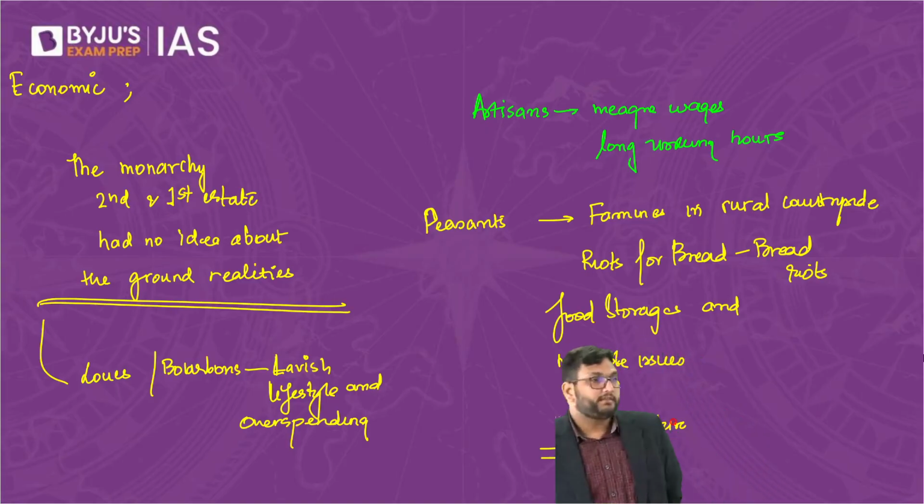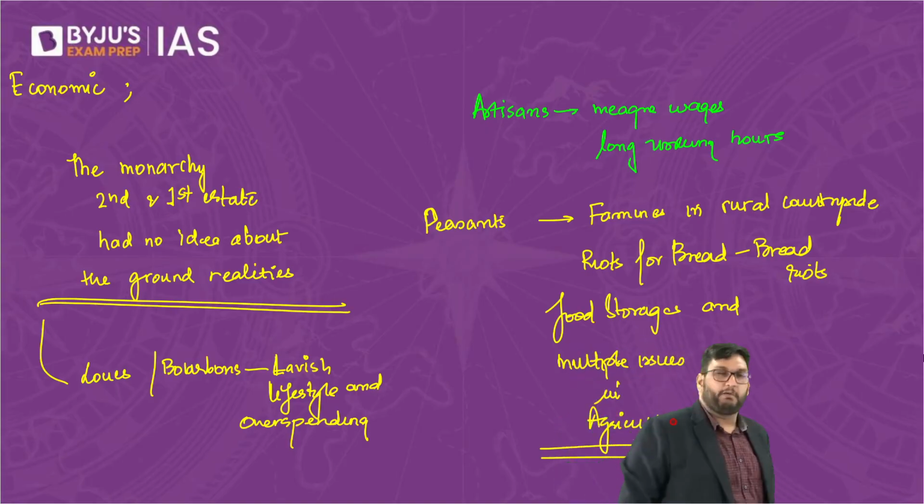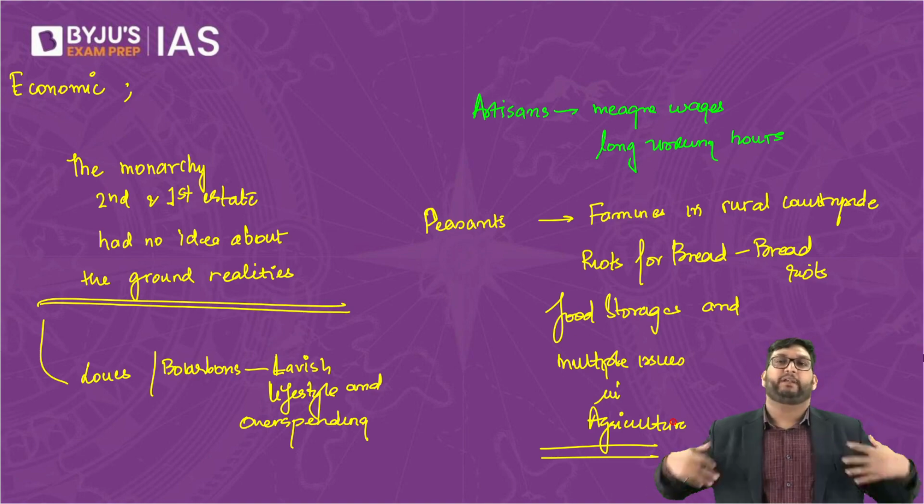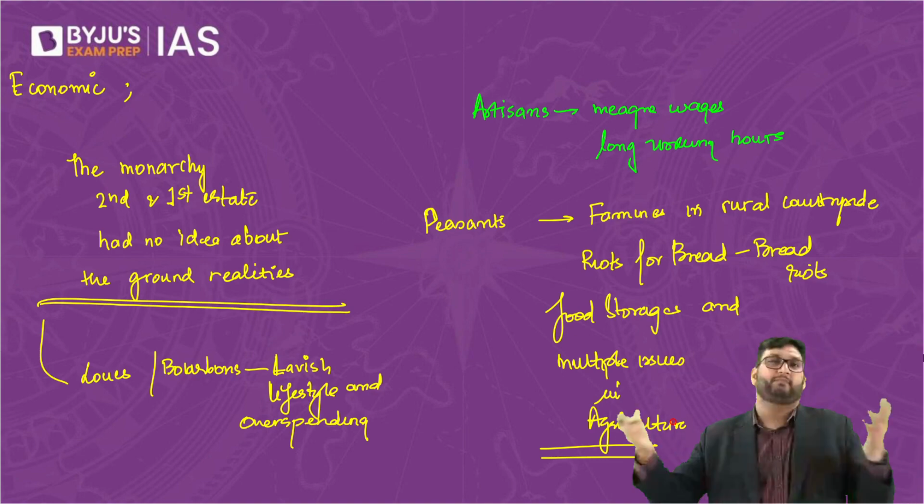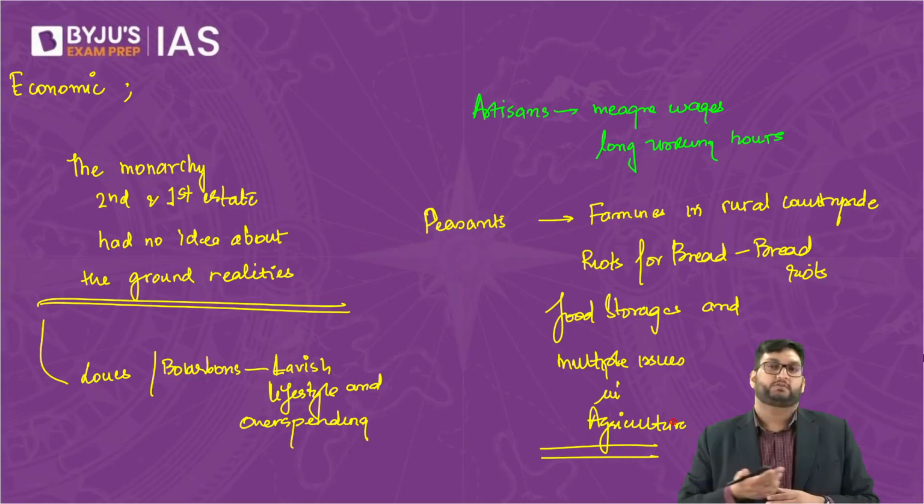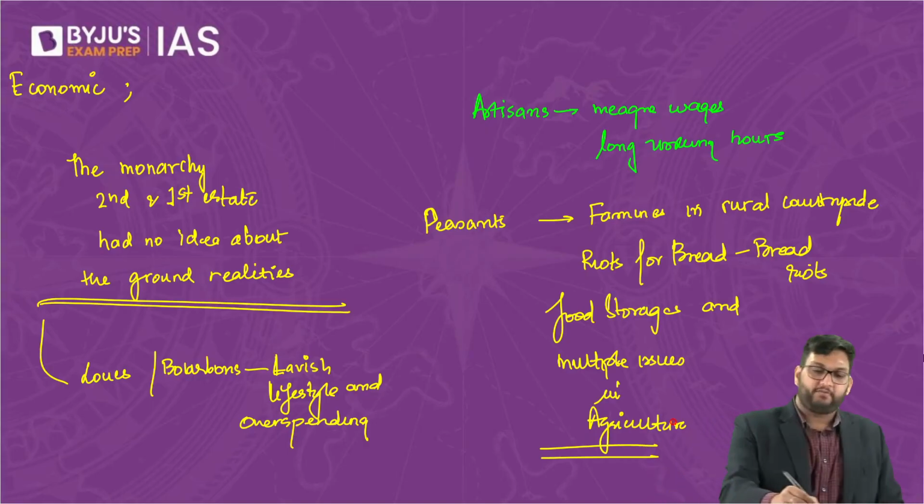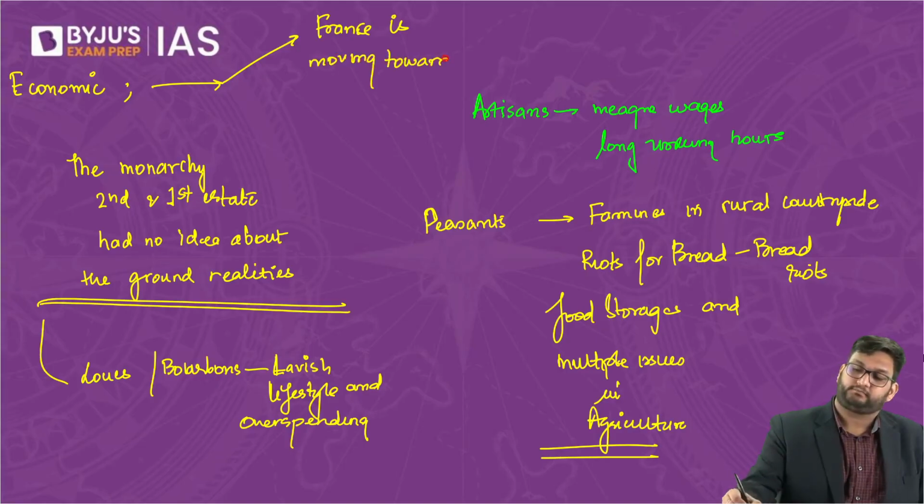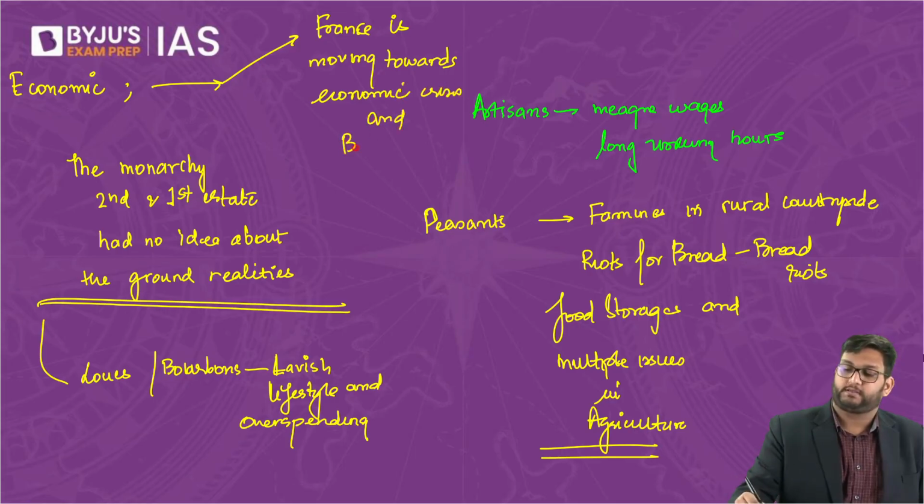So the monarchy is having multiple overspending sprees, a lot of money, but they're overspending also. And basically, if we talk about the economic situation, France is moving towards economic crisis and bankruptcy.